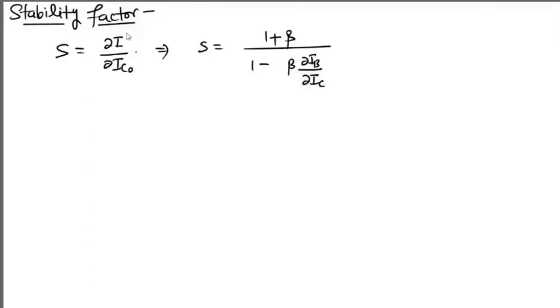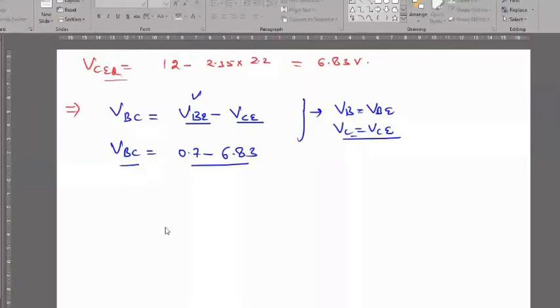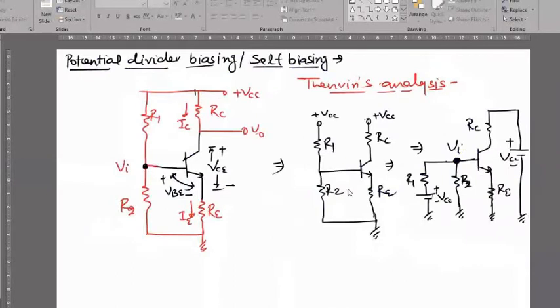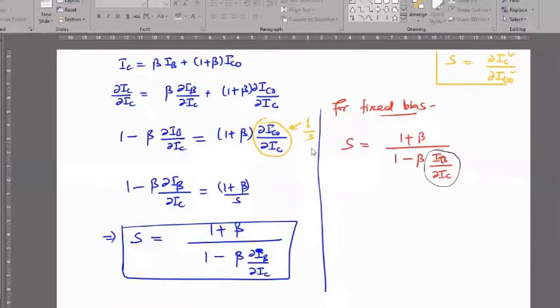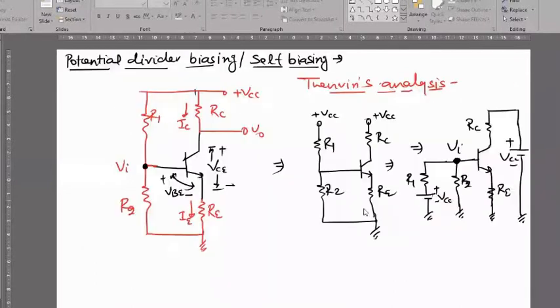Has anybody solved that numerical problem that I gave you? You know well, you derived this stability factor by yourself, and now we are going to calculate the stability factor for different biasing, for potential divider biasing.